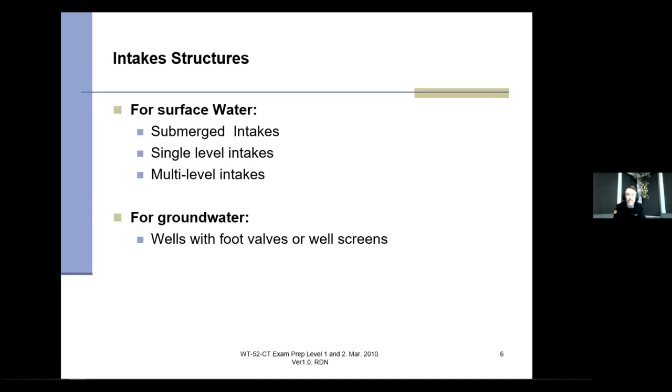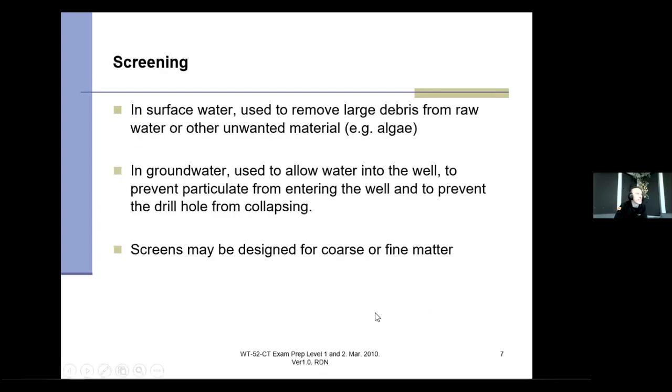And that's basically, instead of an intake, they'll call this a well screen. And it does the exact same thing. Here we're keeping out fish, twigs, and for groundwater, we're keeping out the sand and the small sand particles.